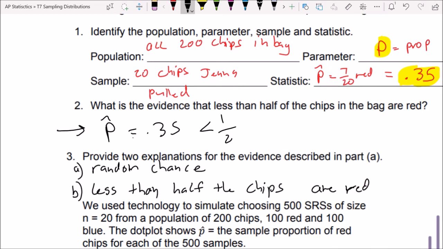Okay, and so this is what we're trying to decide. This is always the battle when we're doing statistics: we have to decide which of these is more likely, and is one of them a lot more likely than the other. Is it more likely that it's just random chance, or is it more likely, based on our statistic, that actually less than half the chips are red? So let's continue to explore that.